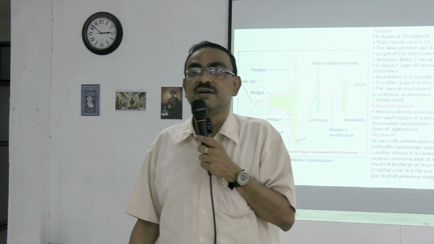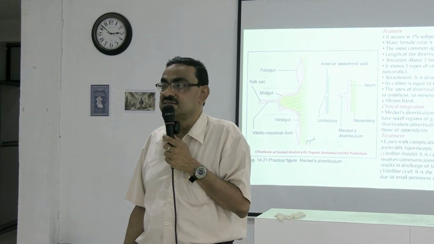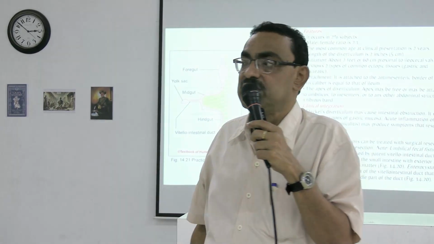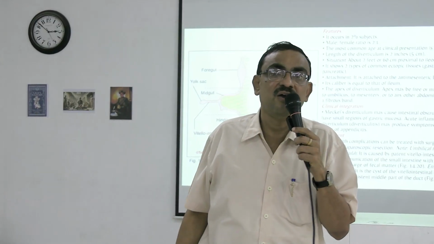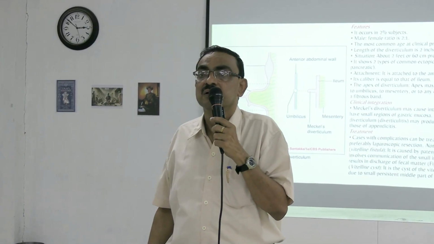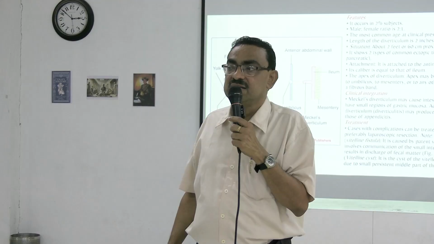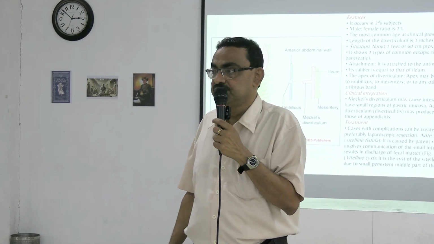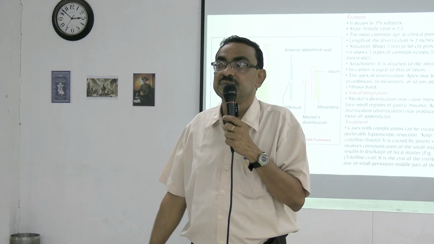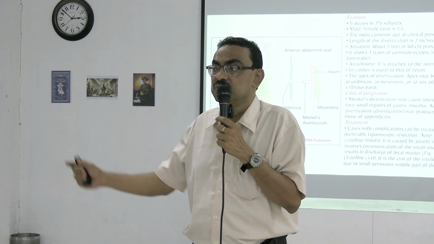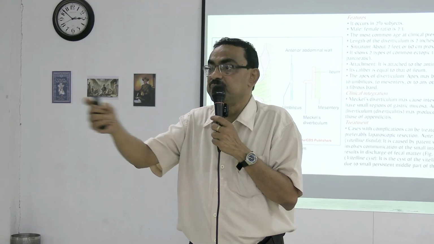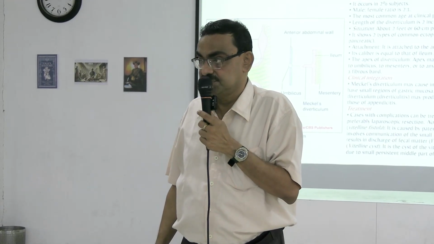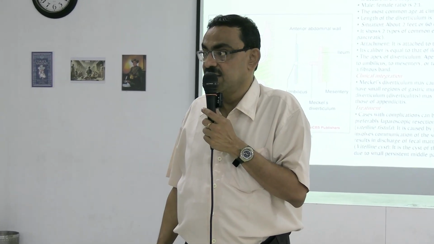So, Meckel's diverticulum is present in 2% of cases, the length is 2 inches, and it is 2 feet away from the ileocecal junction. It is an embryological remnant. It is the remnant of the vitelline intestinal duct which connects the anterior abdominal wall and the developing midgut.